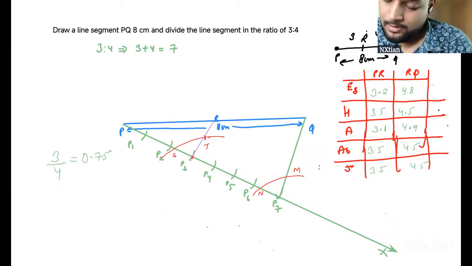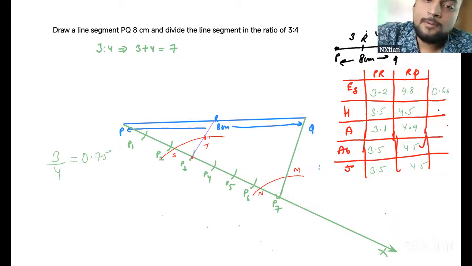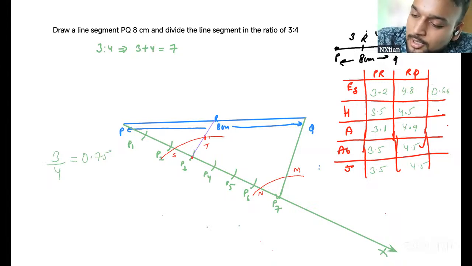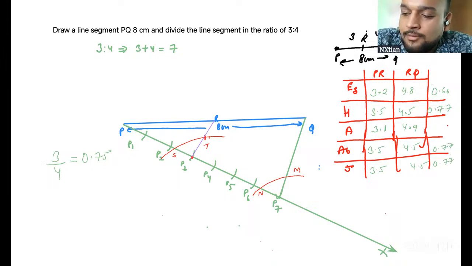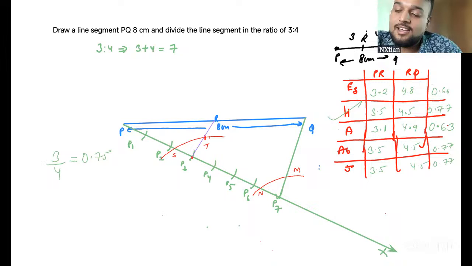So 3.2 divided by 4.8. Ezekiel got 0.66. Not bad. Now, Hannah, 3.5 divided by 4.5. So she got 0.77. This is also 0.77. This is also 0.77. Either we will get three winners or A for Anna is the winner. Let's see. So 3.1 divided by 4.9. And the winner is these three: Hannah, Anna, and Jahan.